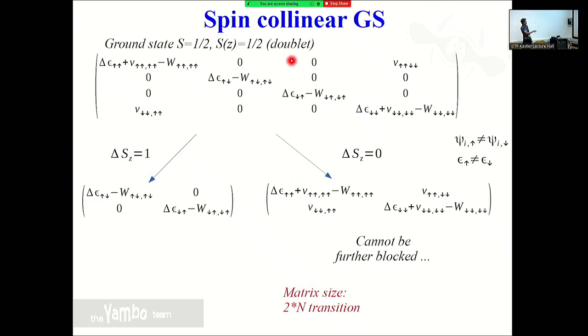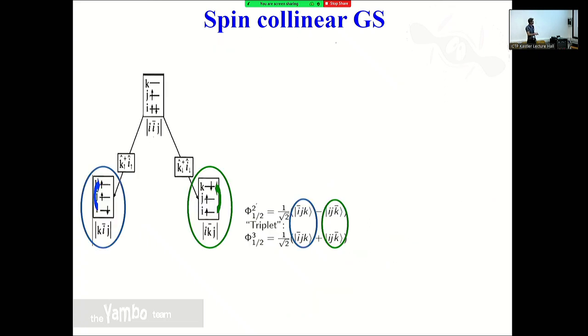I can still block my matrix in spin flipping transition and spin conserving transition, but now at this step I cannot block it anymore. And the reason is somehow that having these different wave functions between the up and the down channel, I'm breaking the total spin of the system. So let me explain a bit more what I mean by that.